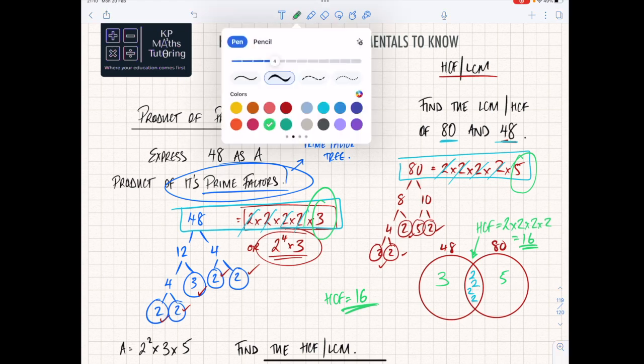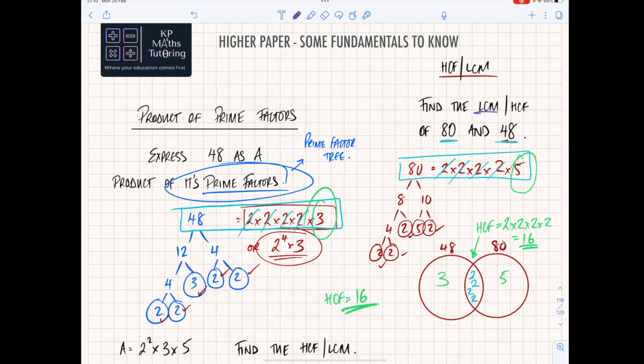The next thing it's asking you to find is lowest common multiple. Okay, so the lowest common multiple is not the middle section. Think about it in the fact that a lowest common multiple is a multiple, meaning it gets bigger. So therefore you have to multiply all the numbers in the Venn diagram. If I start from this left-hand side, I'm going to do 3 times 2 times 2 times 2 times 2 times 5. Now you could kind of cheat because you already know the middle section gives you 16. So then you're doing 16 times 3 times 5.